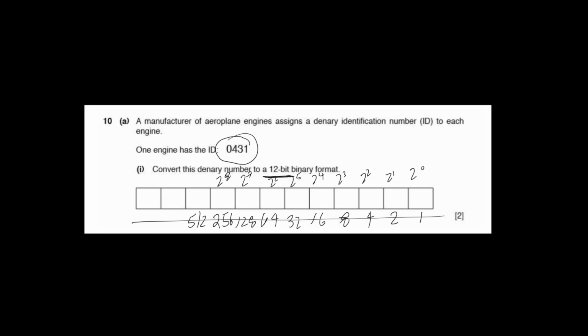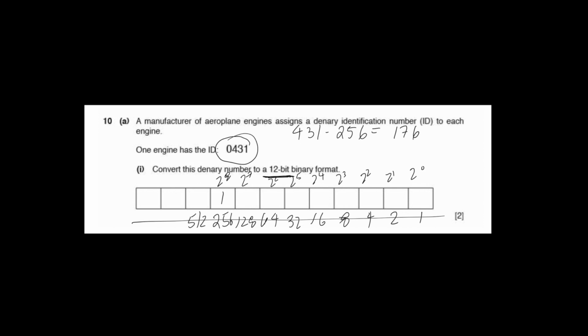So the biggest number of these that can fit into 431 is 256. So we're going to put a 1 right there. And then 431 minus 256 is... I'm just going to go ahead and use a calculator because I'm lazy, but on the exam you're actually going to have to be able to do this in your head. So that's just going to be 176.